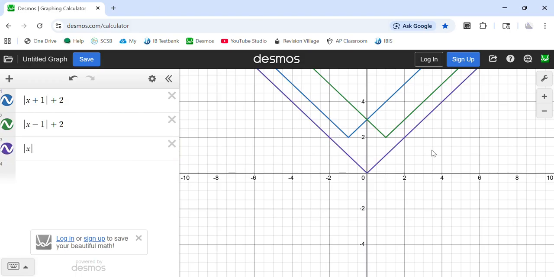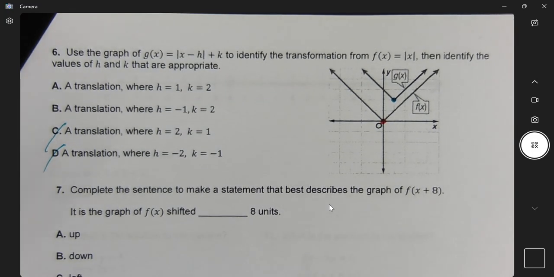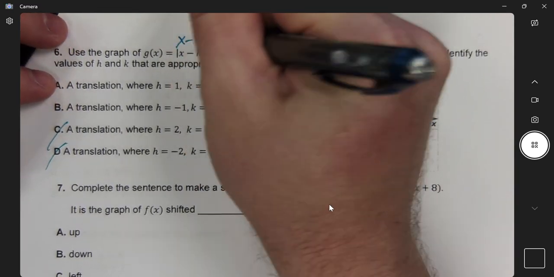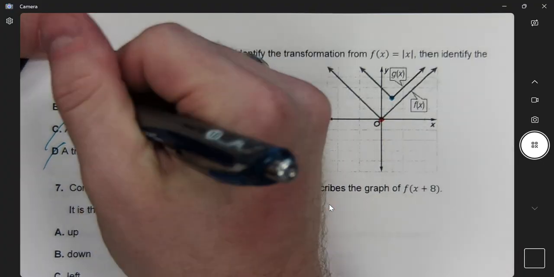And there's a lot of colors going on here, but I'm hoping you can see that the green one is like the image on the review packet, and the green one, so not blue, the green one should say x minus 1. Should say x minus 1. Well, there's already a minus sign there, so that means h would just be the value 1.